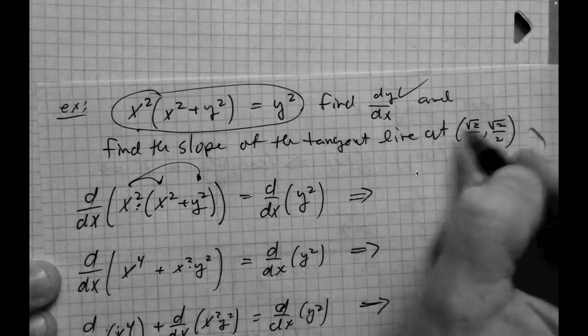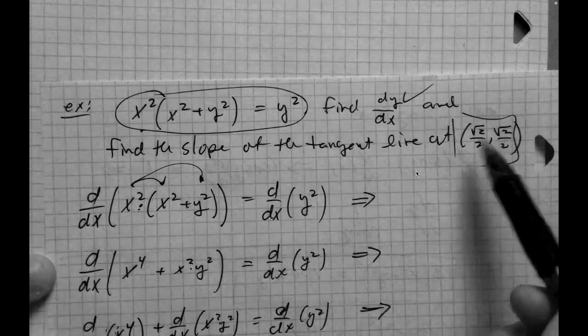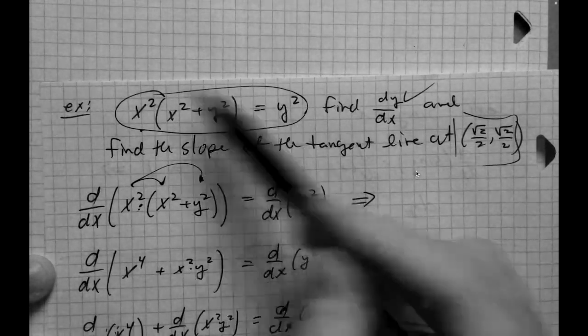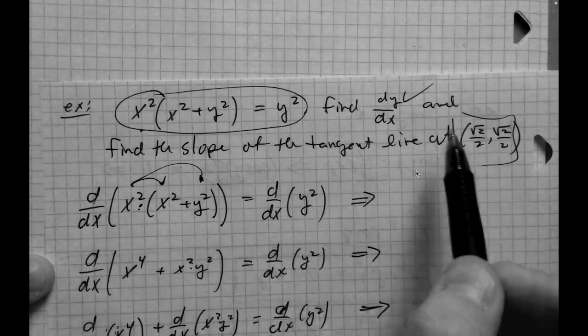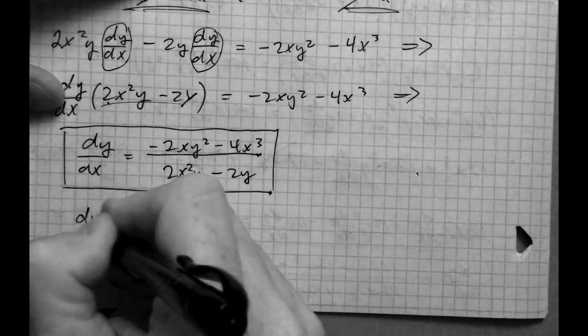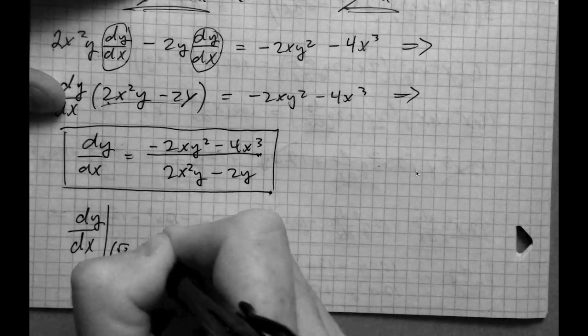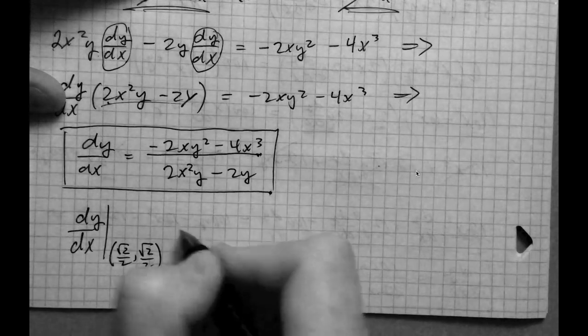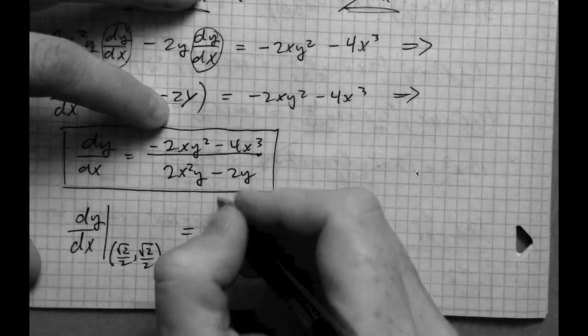Now what we want to do is identify the slope at this point, right? So this point is apparently a point on the graph of this equation, and we want to know what the slope is at this particular point. And so how do we do that? Well, we just plug it in, right? We just evaluate the derivative at that point. So it's dy/dx evaluated at square root of 2 over 2, square root of 2 over 2, just like that. And it's not going to be pretty, but let's see if it cleans up.